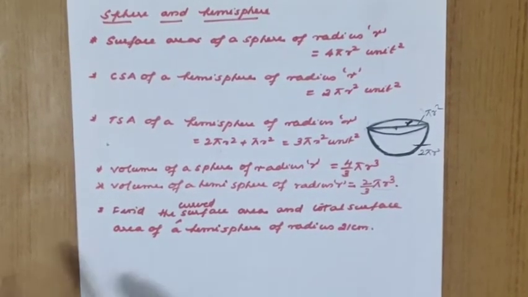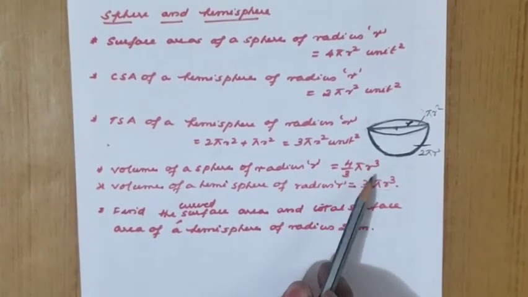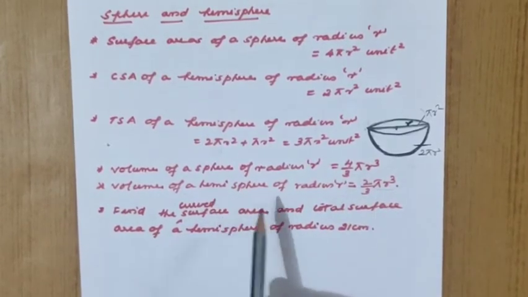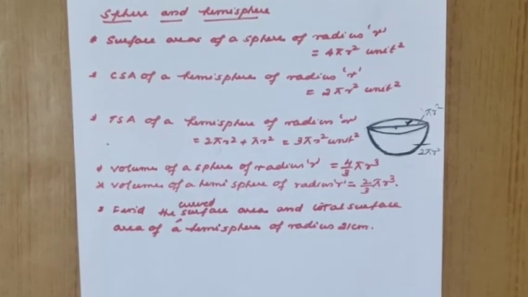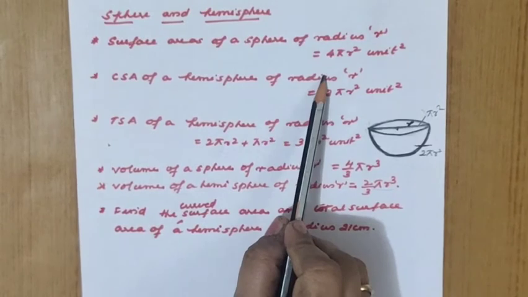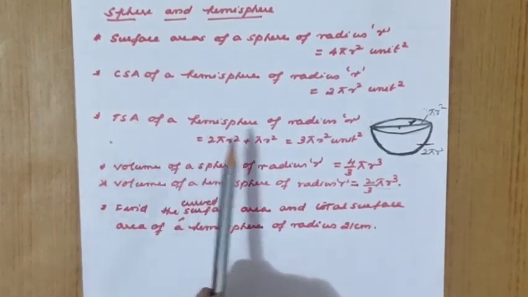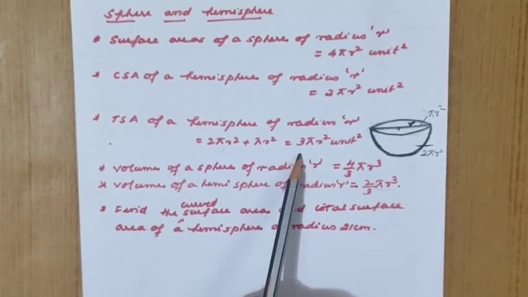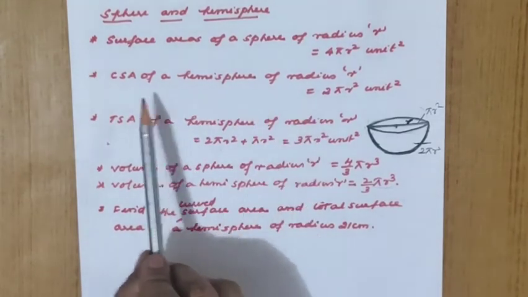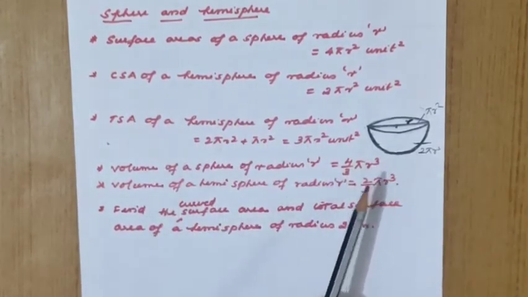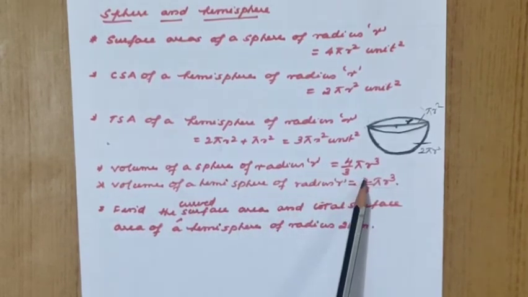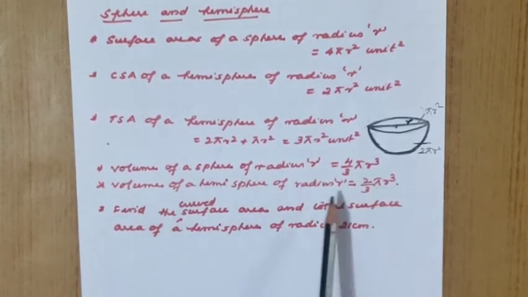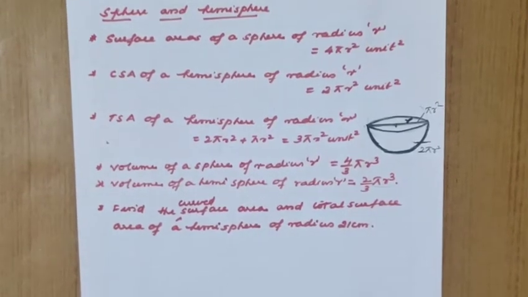Now, respectively, the volume of the sphere is 4 by 3 pi r cube, and the volume of the hemisphere is 2 by 3 pi r cube. So once again the formulas: surface area of the sphere equals 4 pi r square. Total surface area of the hemisphere is 3 pi r square. Then 2 pi r square is the curved surface area of the hemisphere. Again for volume, the volume of the sphere is 4 by 3 pi r cube, and the volume of the hemisphere is 2 by 3 pi r cube.